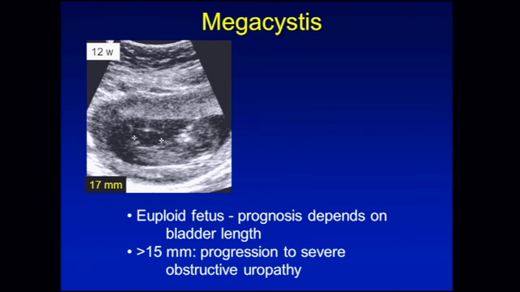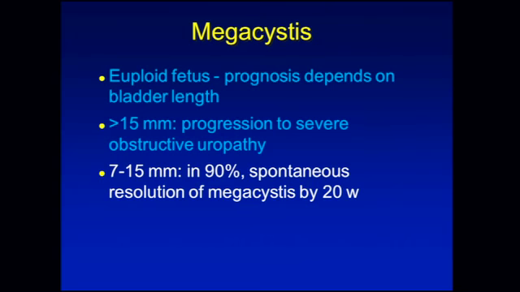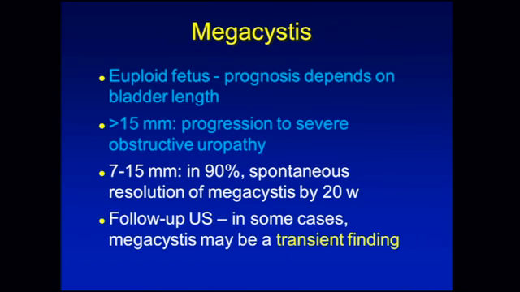If the bladder length is more than 15 millimeters, there is usually progression to severe obstructive uropathy, such as we have in this case of urethral atresia. We can see a hugely distended bladder. However, if the bladder length is between 7 to 15 millimeters, in 90% of cases, there is spontaneous resolution of the megacystis by 20 weeks. So it's important to do a follow-up ultrasound to determine the significance of megacystis, because in some cases, megacystis may be a transient finding.